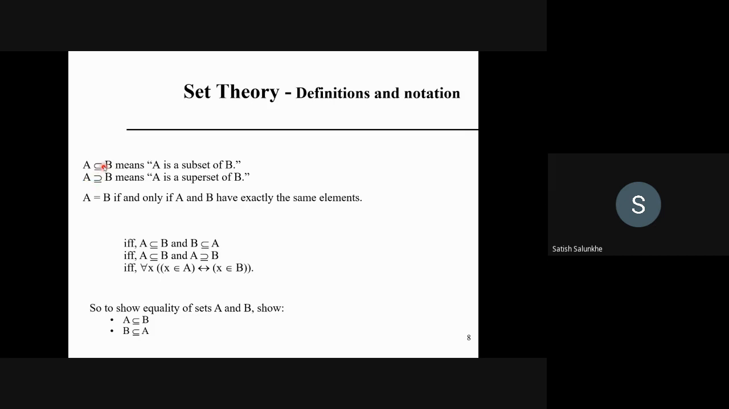For example, when we are writing something from left to right and the higher set is at the right side, it is just like writing 5 is less than 3. Let me use the pen, then you will get the idea. See, 5 is greater than 3. You can write another way also: 3 is less than 5.